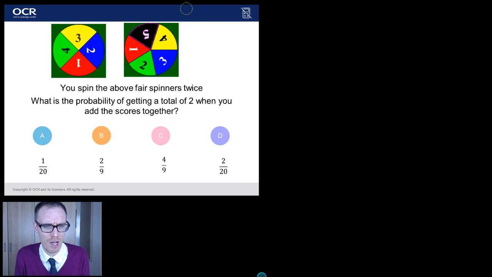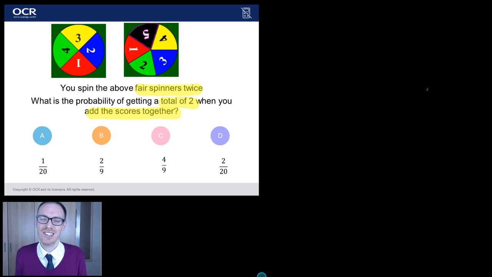It's been written by OCR and it goes something like this. You spin the above fair spinners twice. What is the probability of getting a total of 2 when you add the scores together? So I'm going to take the first spinner, spin it, take the second spinner, spin it, add the scores together. What's the probability I end up with a total of 2?